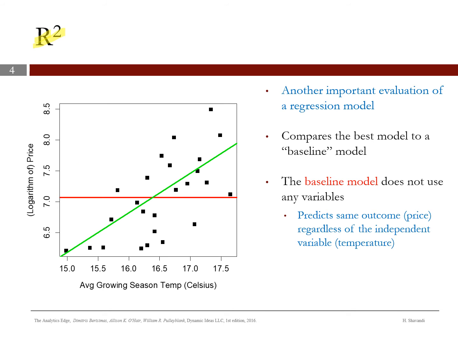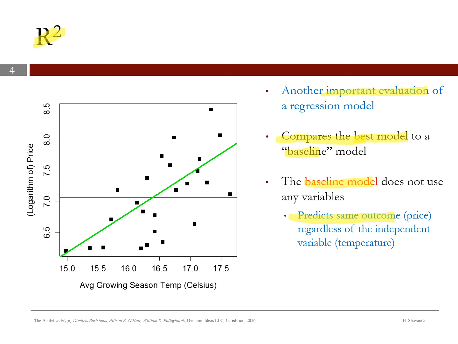R square. R square is another important performance measure to evaluate our regression model. Okay, so R square is obtained based on a comparison between the built linear regression model and a baseline model. So what's a baseline model? The baseline model here does not use any variables. So regardless of the independent variables, the baseline model will predict the same outcome for all observations, right?